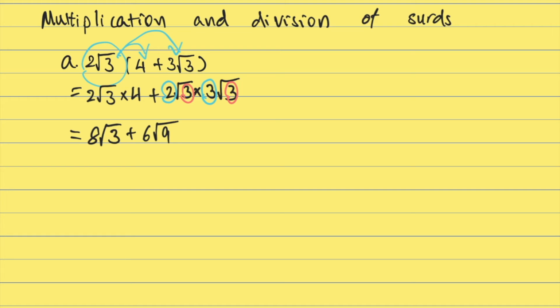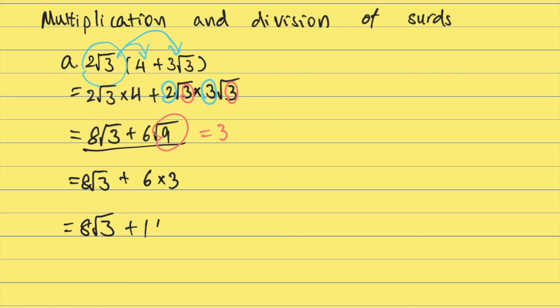Can we further simplify this expression? I believe we can, because square root 9 equals 3. So it's 8 square root 3 plus 6 times 3, which is 18. And 8 square root 3 plus 18 is the final answer.